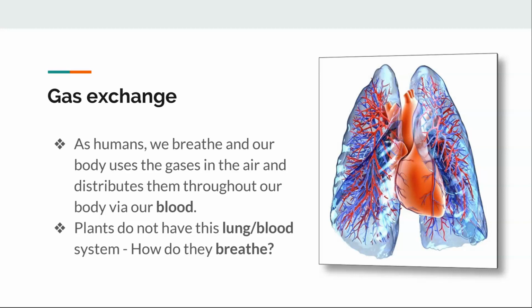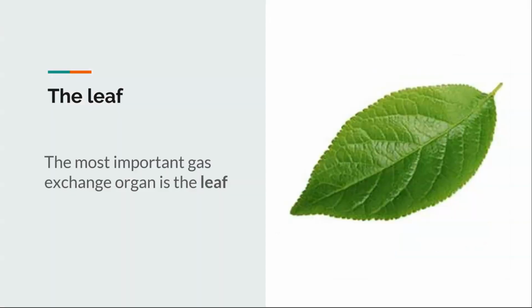So from the last lesson, we know that plants photosynthesize. So they need to take in carbon dioxide while oxygen needs to exit. But unlike humans and other animals, plants don't have a circulatory system. So how does this exchange of gases occur? Just as the most important organ for photosynthesis is the leaf, that is also the primary organ for gas exchange.